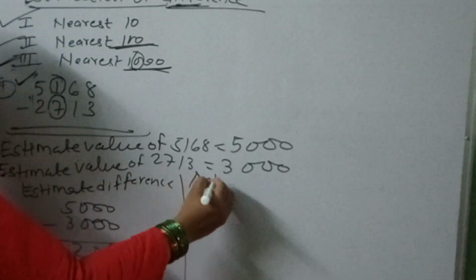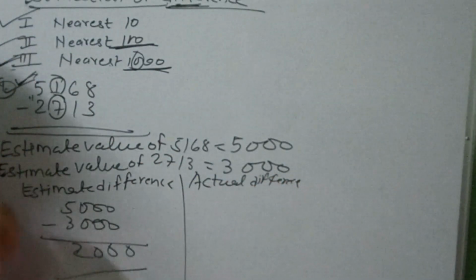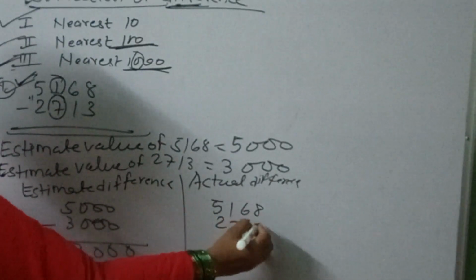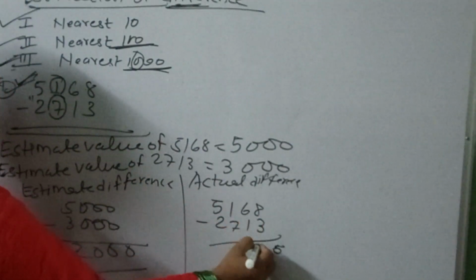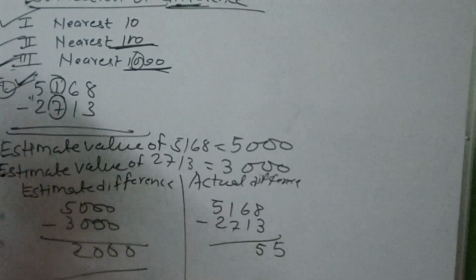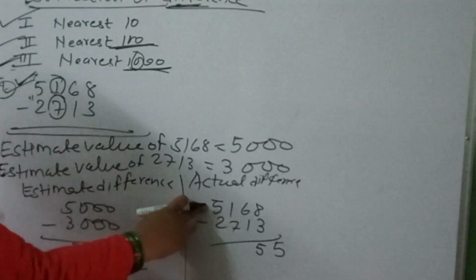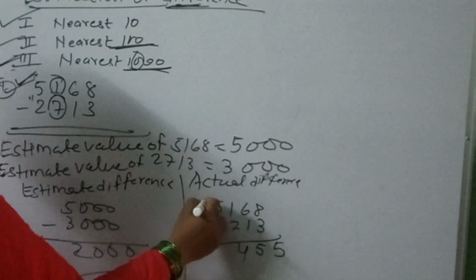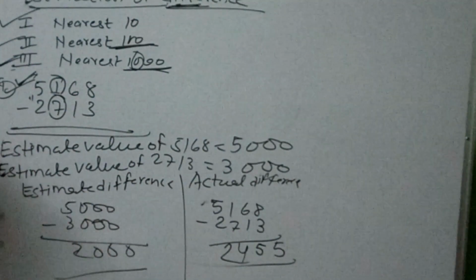Afterwards, you also have to find the actual difference. In the case of the actual difference, you have to write the actual numbers. What is given here? 5168, and this one is 2713. Now 8 minus 3, 5. 6 minus 1, 5. And 1 minus 7, is it possible? Not possible. So we will take one carry from the next number. Then it will be 11. 11 minus 7 is 4. And this number will be 4. 4 minus 2 is 2. That is your actual difference, and this one is the estimate difference.